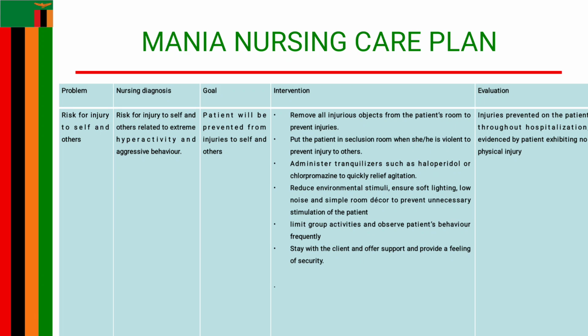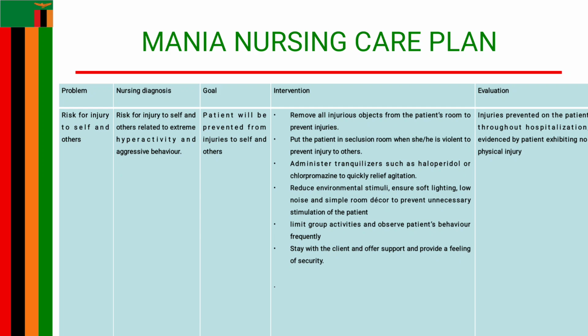You can also talk about administering tranquilizers such as haloperidol or chlorpromazine to relieve agitation. Then apart from that, you can also ensure that you reduce environmental stimuli that leads to aggressive behavior to prevent injuries to self and the others. So at least 4 points on intervention at least. Then we'll move on to evaluation.